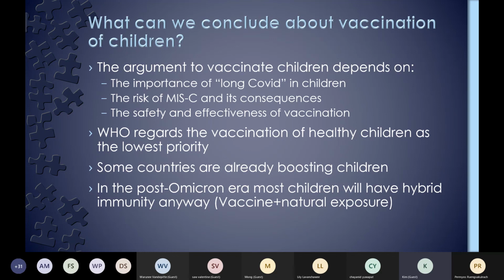And looking to the future, I would say that in the post-Omicron era, most children are going to have some form of hybrid immunity. And that's the way we'll go to whatever the next one is. And there probably will be a next one. And there's no guarantee that it's going to be mild like Omicron, I'm afraid.